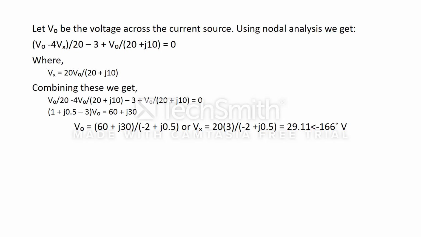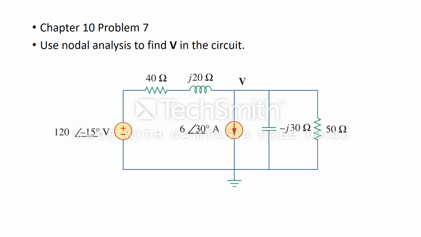Moving on to the next question, that is Problem 7, that is 10.7. The question says that we have to use nodal analysis to find V in the circuit. That is, V is the potential in this node right here. These all 3 points together are considered as a node.